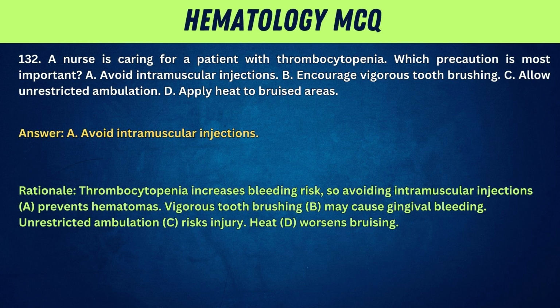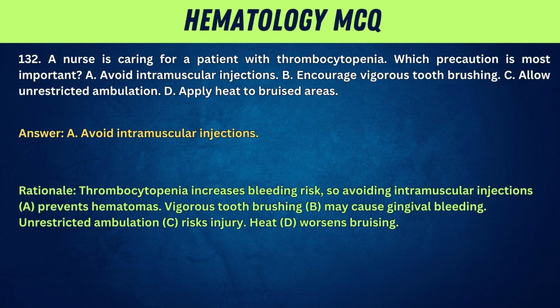132. A nurse is caring for a patient with thrombocytopenia. Which precaution is most important? A. Avoid intramuscular injections. B. Encourage vigorous toothbrushing. C. Allow unrestricted ambulation. D. Apply heat to bruised areas. Answer: A. Avoid intramuscular injections.